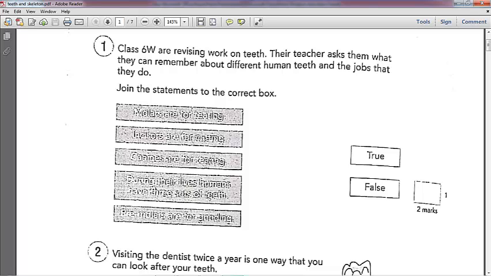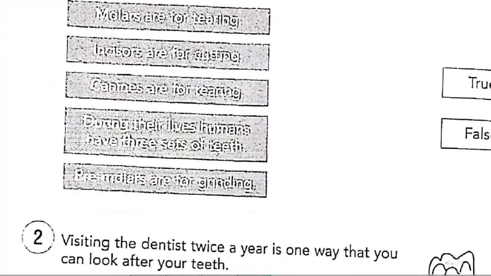Canines are for tearing. Canines, the corner sharp teeth in our mouth, are for tearing. Yes, that's correct. True. During their lives, humans have 3 sets of teeth. We only have 2 sets, baby teeth and adult teeth. So it's false. Premolars are for grinding. True.